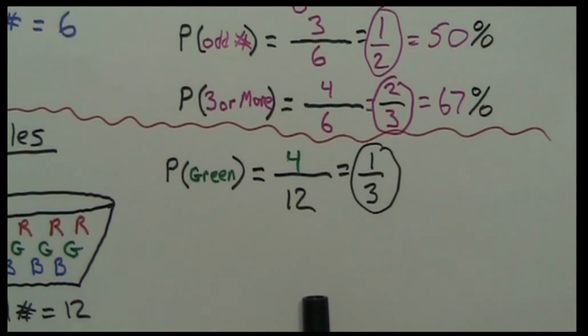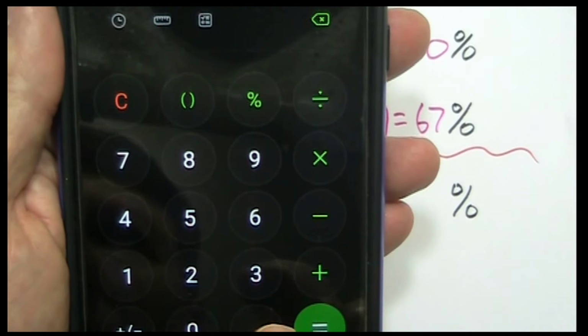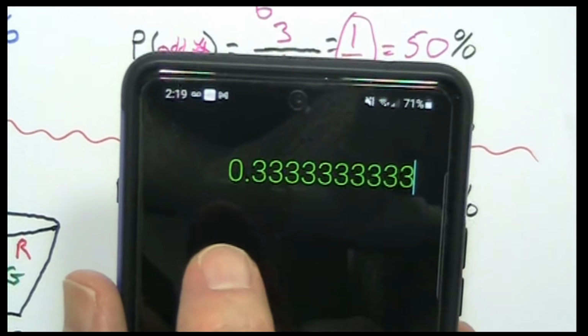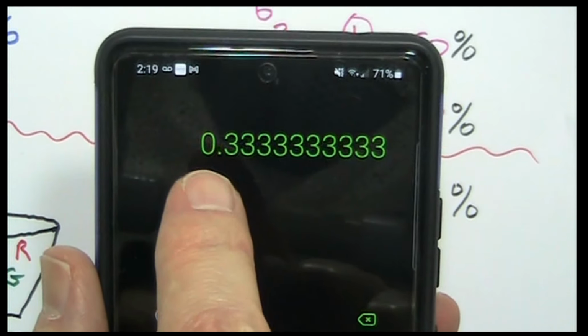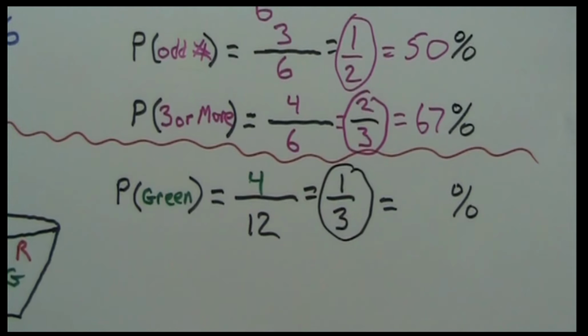Okay, and if we were to figure out what percent 1 out of 3 is, let's see, 1 divided by 3 equals 0.33. So what percentage is that? That's about 33%. I moved the decimal twice. So it's about 33%.